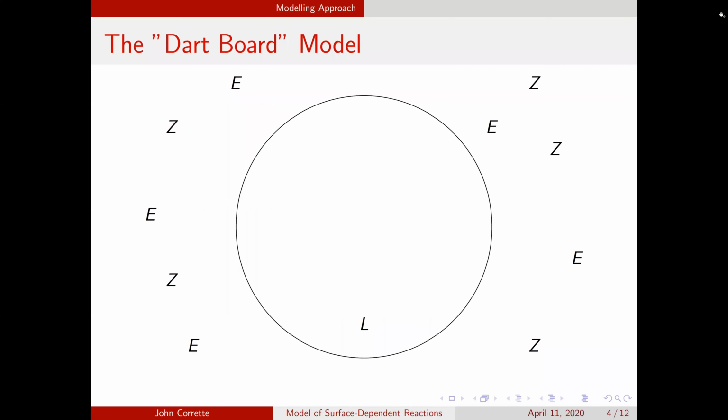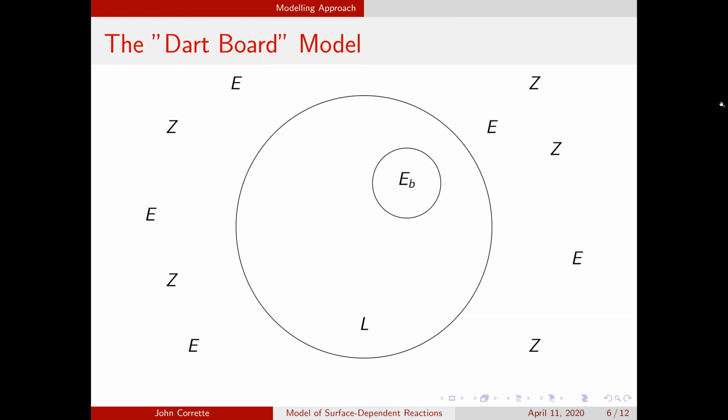So how we're going to attempt to capture this effect is with what we can call the dartboard model. What we have here is our lipid surface L inside the circle, and we have a bunch of enzymes and zymogens floating out in some sort of fluid phase. What will happen first is an enzyme will, like a dart, be thrown at the board, and it will bind at some random location. What we want is a zymogen to bind at a random location that is close enough to the enzyme to react.